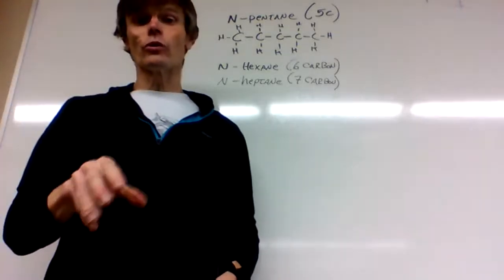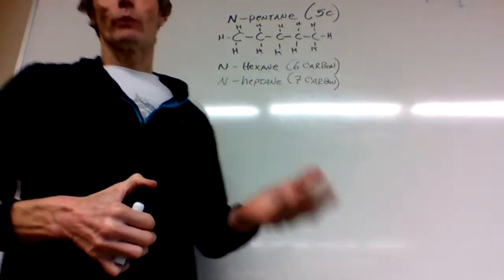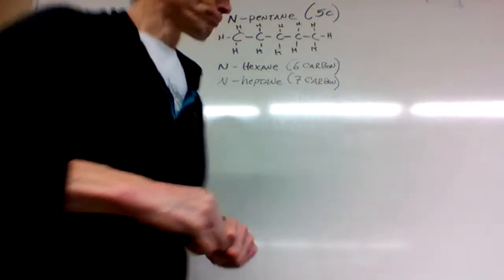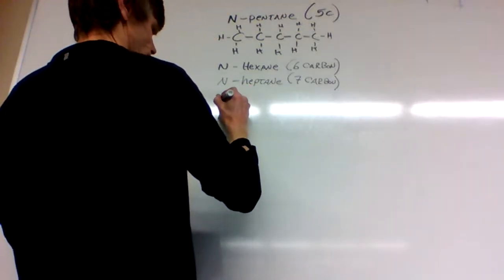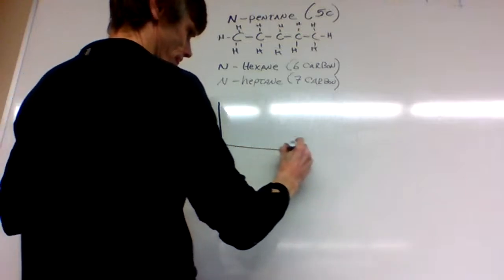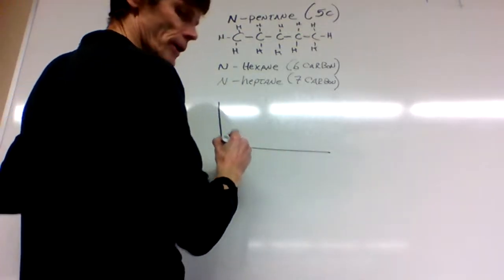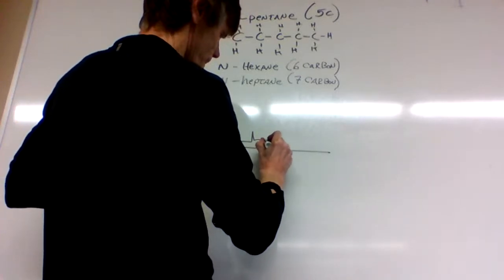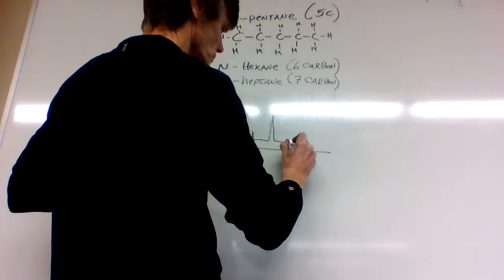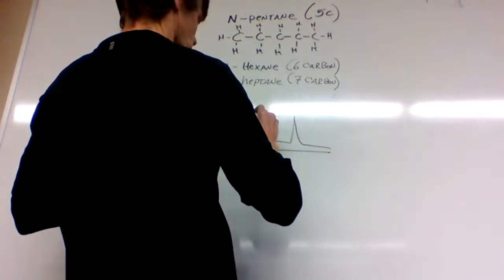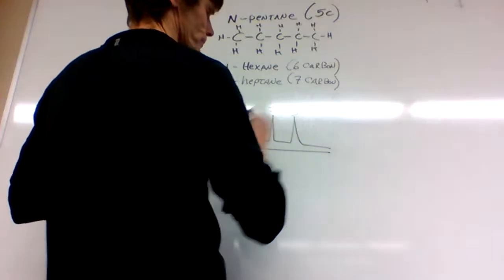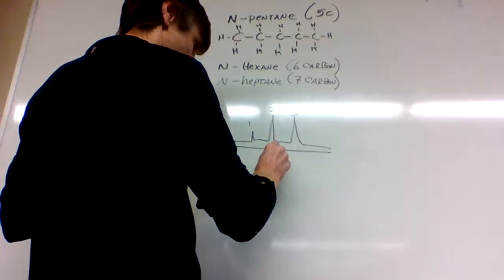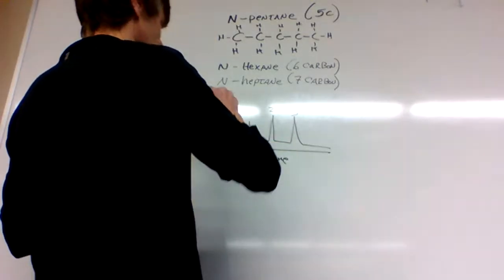We put these into our column. We inject them, put them on the column, and we get a chromatogram. And on our chromatogram, we get 3 peaks: 1, 2, 3. And we have a time. This is time. And this is detector response.